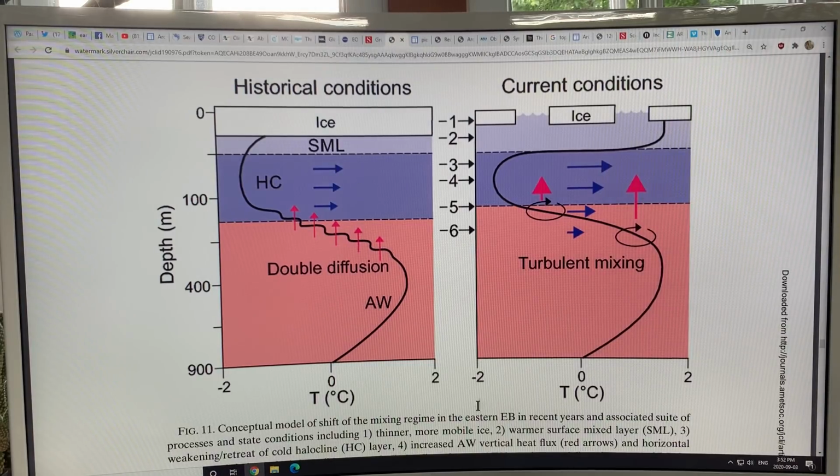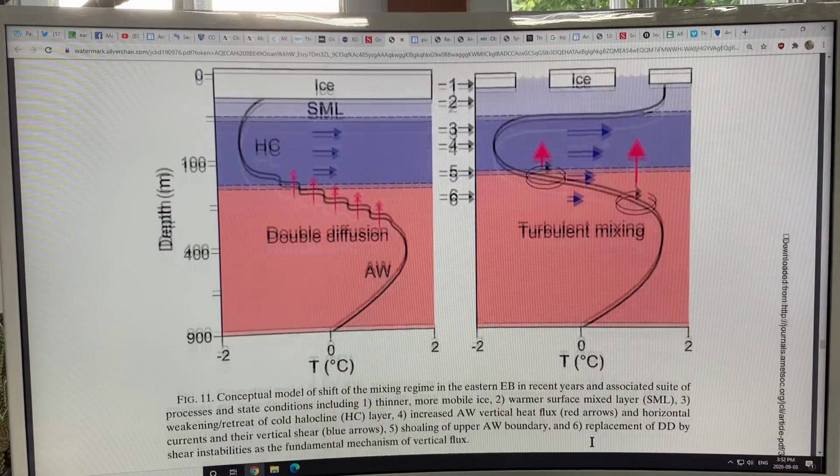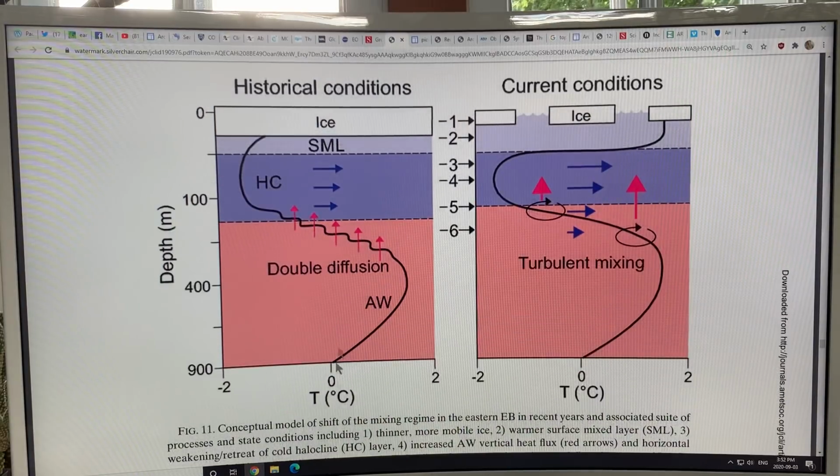Okay, that's 3. 4, increased Atlantic water vertical heat flux, red arrows, and horizontal currents and their vertical shear, blue arrows. So there's a lot of vertical movement of water, of Atlantic water, which is the reddish at the bottom. The Atlantic water is shoaling. It's coming closer to the surface. So instead of only coming up to, shown here in this diagram, about 150 meters or so, it's now moving upwards. You can see the dashed line here is moving upwards. More heat is going upwards.